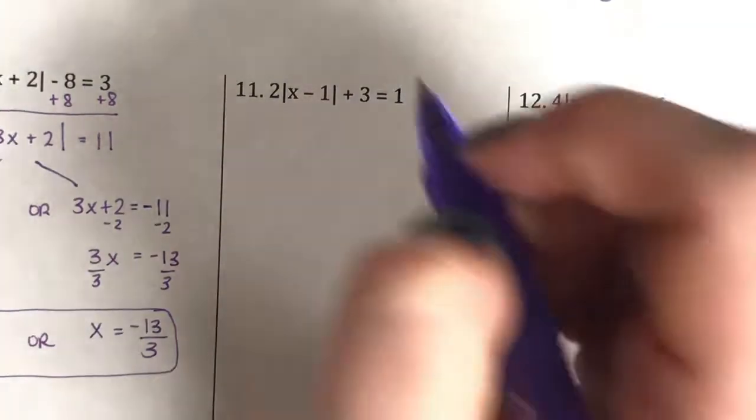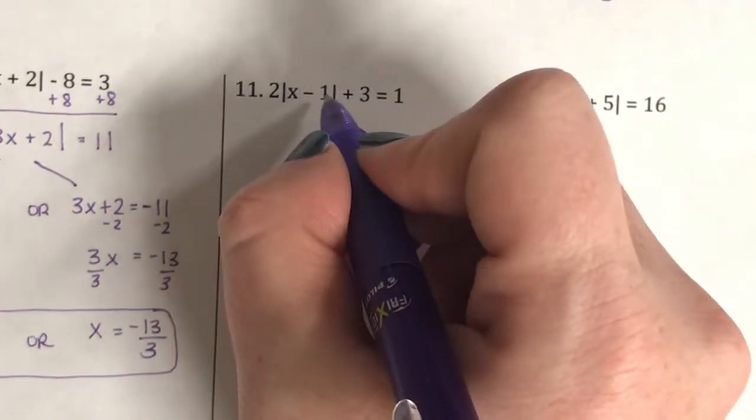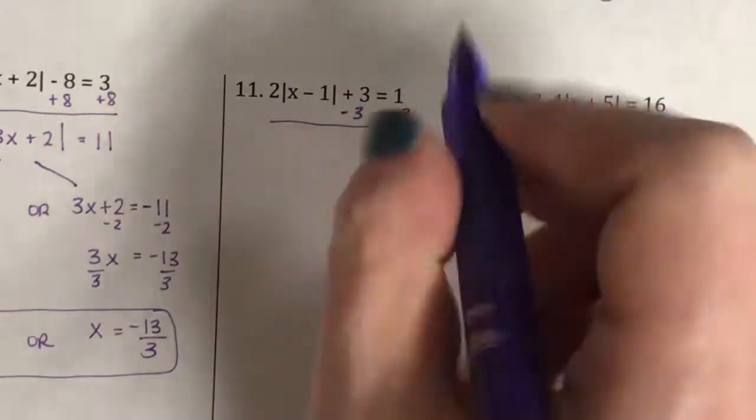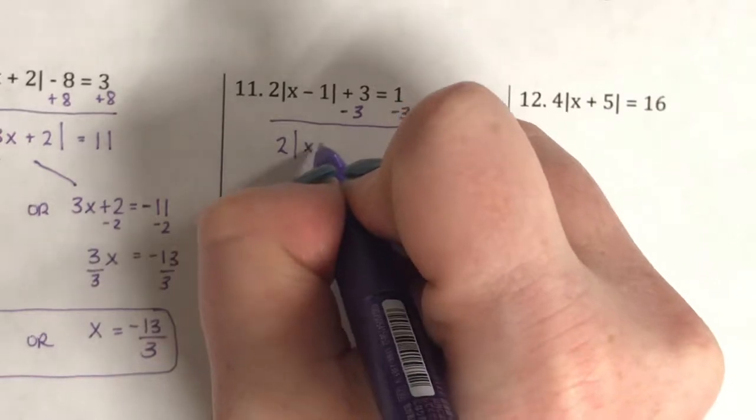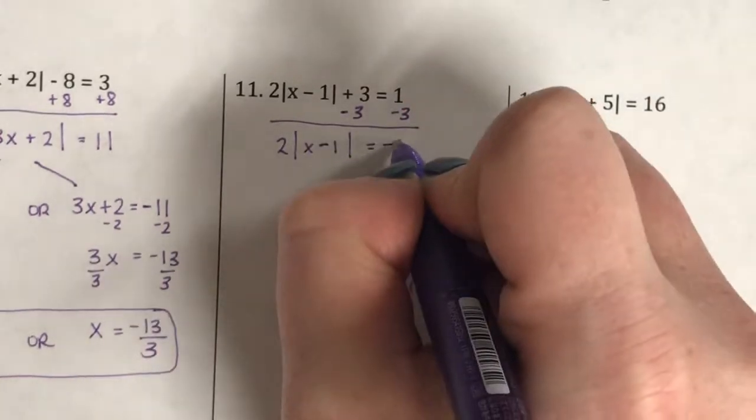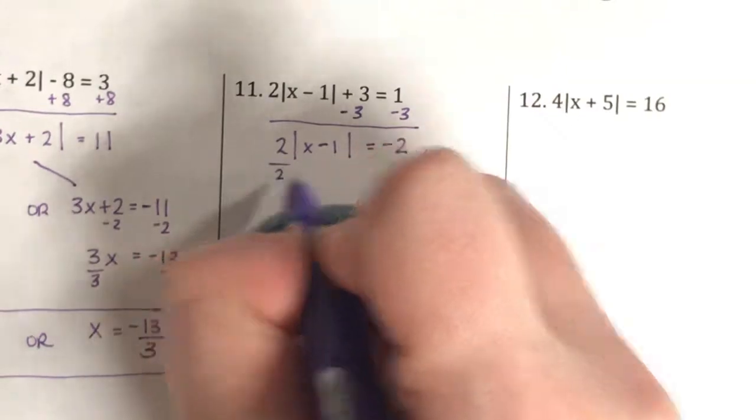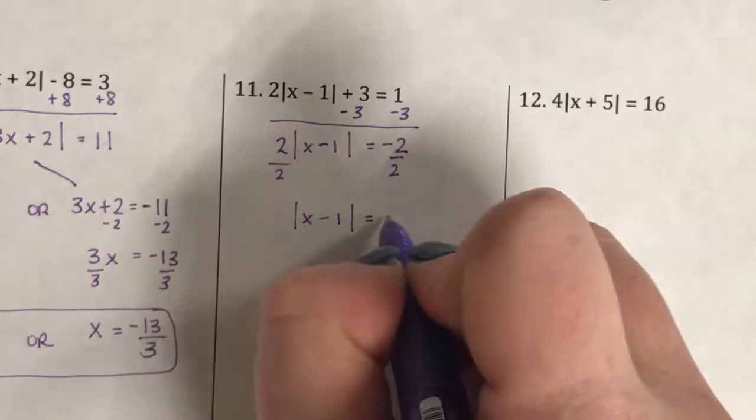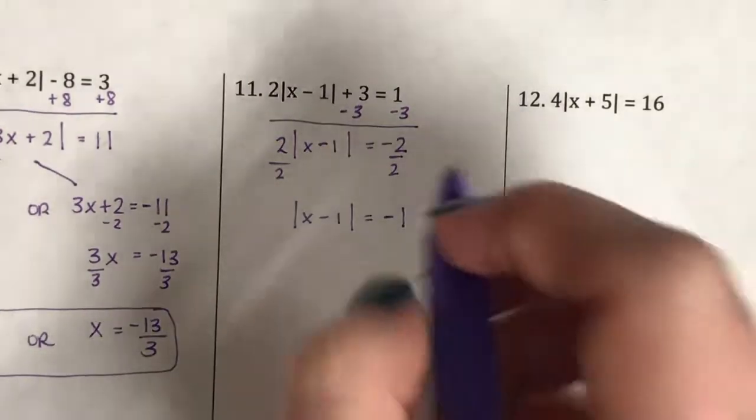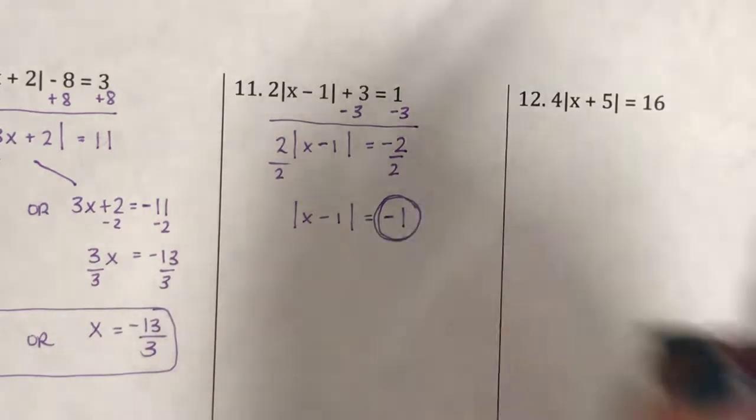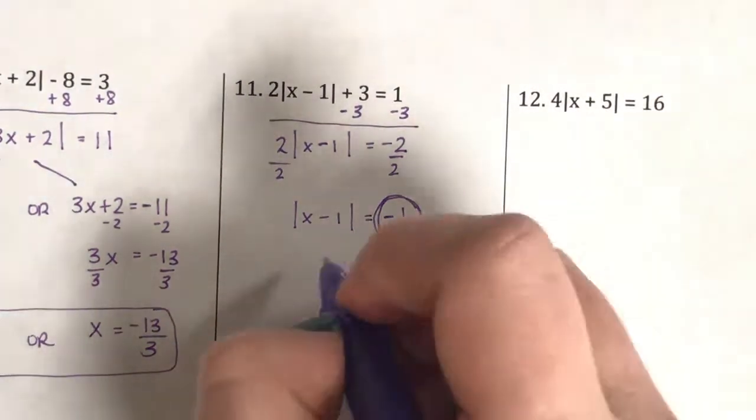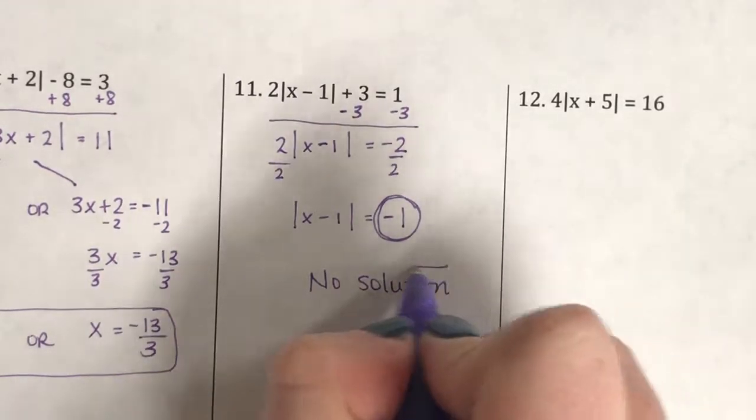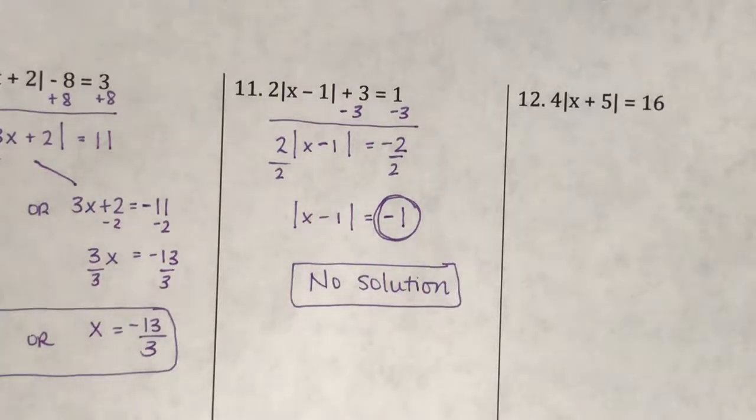Number 11, same idea. We've got to isolate the absolute value first. So I start by subtracting 3 from both sides. And then we divide the coefficient. Here I check for negatives. Since that -1 is there, I know there can be no solution because an absolute value has to yield a positive result.